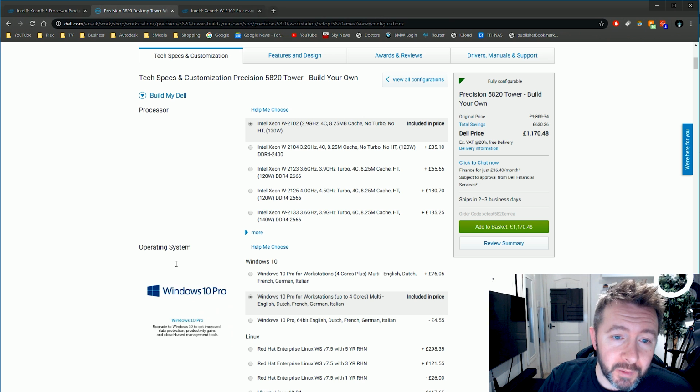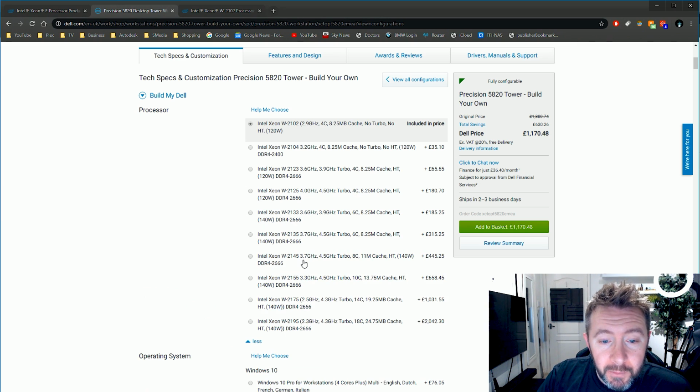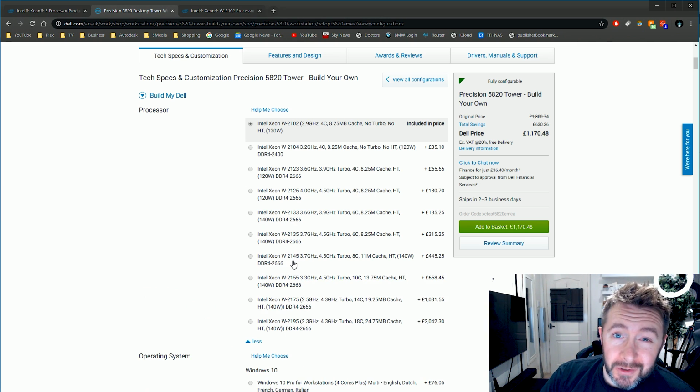So what you want to do, depending on what time of year you're doing this and which website you're on, is go into the configurator and take a look at the statistics. The 2125 is 4 gigahertz, 4.5 boost, 4 cores, not a bad price. But you might want to go for more than 4 cores. If we hop into more, we've got the 2145. That is a good CPU. I've actually got this one at my desk at work.